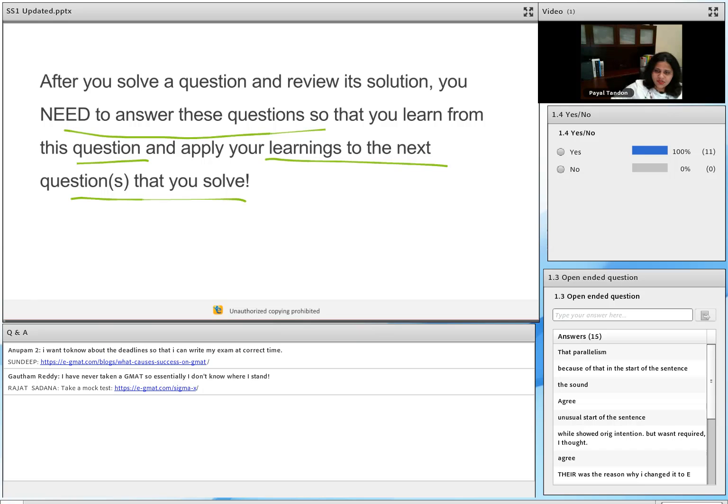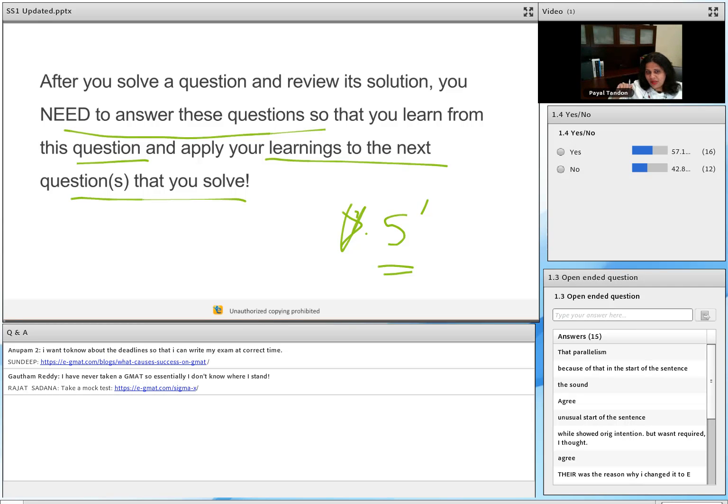Let me ask you this question. How many of you spend about at most 5 minutes to review a solution? At most. How many of you spend at most 5 minutes to review the solution? Okay, 60% of the class spends at most 5 minutes, which means less than or equal to 5 minutes, right?